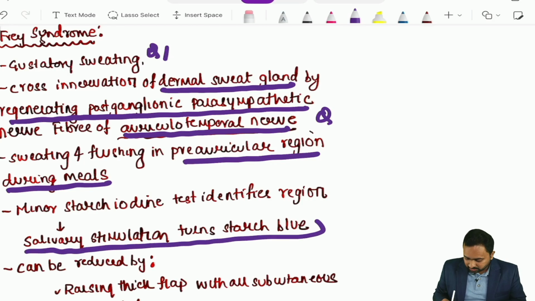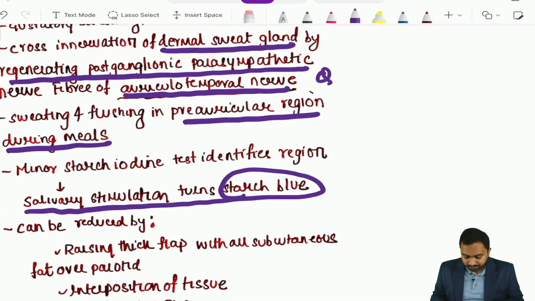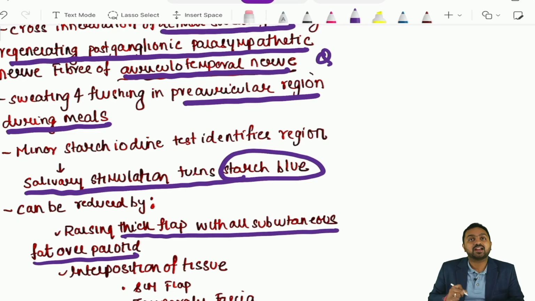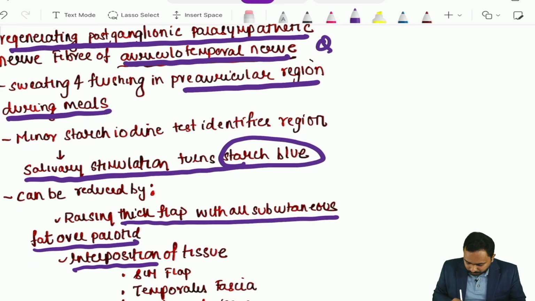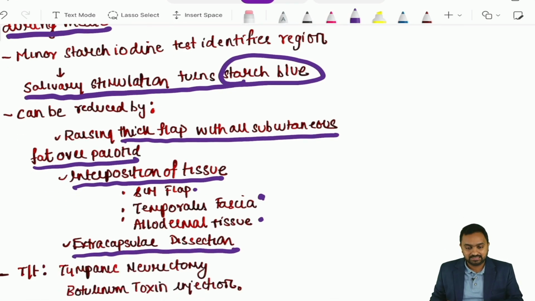Salivary stimulation turns the starch blue. So how can it be reduced? What intraoperative measures can you take to reduce Frey syndrome? By raising a thick flap with all the subcutaneous fat over your parotid, and interposition of tissue with the help of a flap, temporalis fascia, or allodermal tissue, and use of the extracapsular dissection technique.